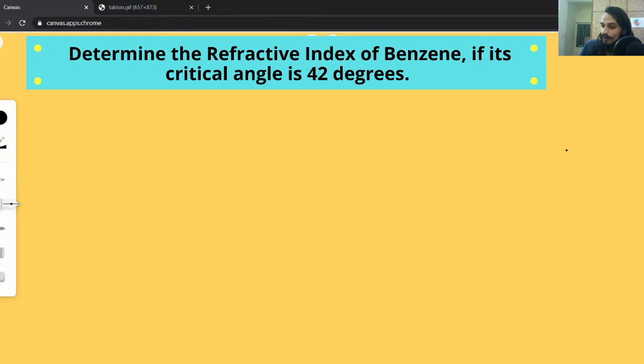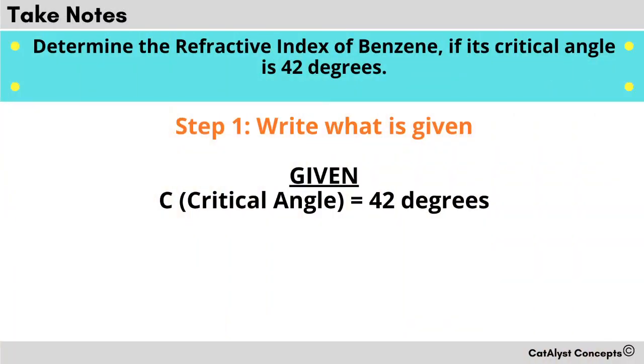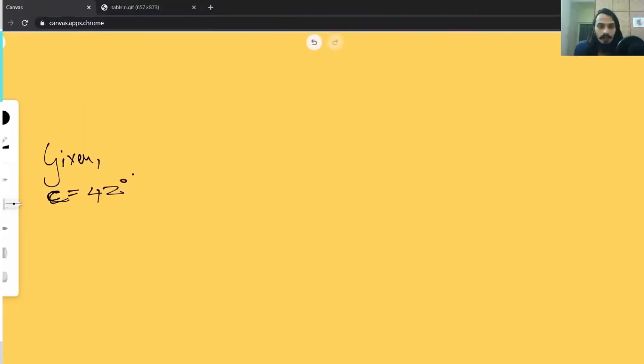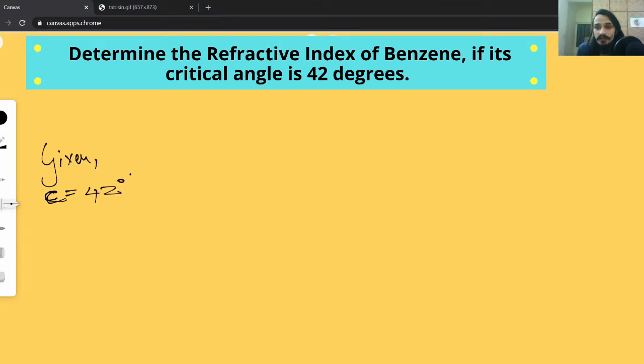Now we'll again start the way we normally do. We write what is given to us, right? They gave us the critical angle, and we know we write critical angle as C. If you remember, we write it as capital C. So the critical angle for us right now is 42 degrees. Given this critical angle, we need to find out what its refractive index is.